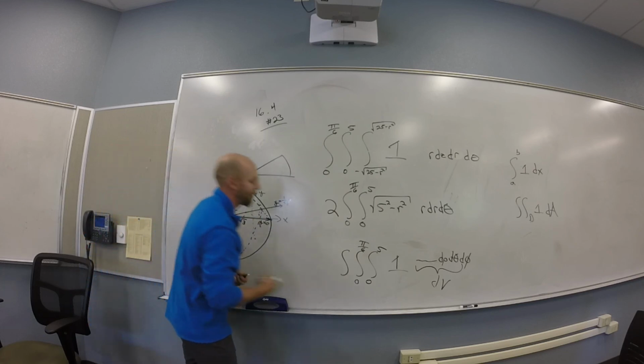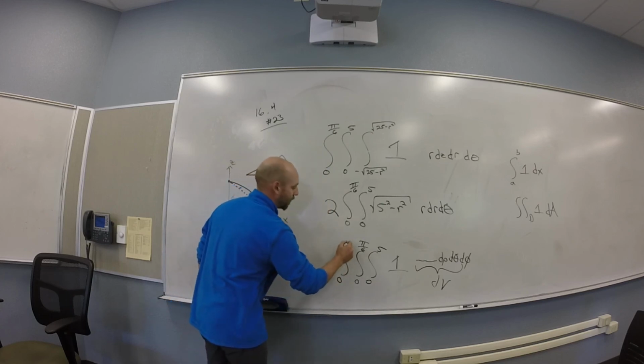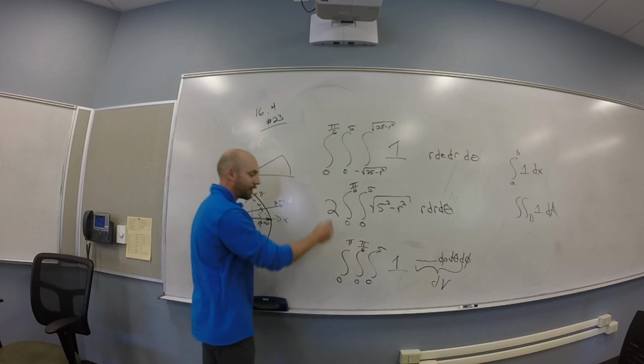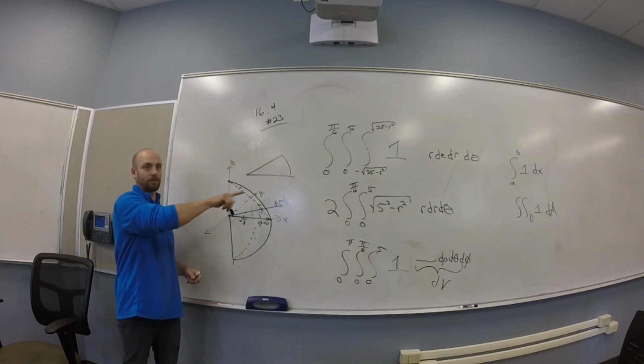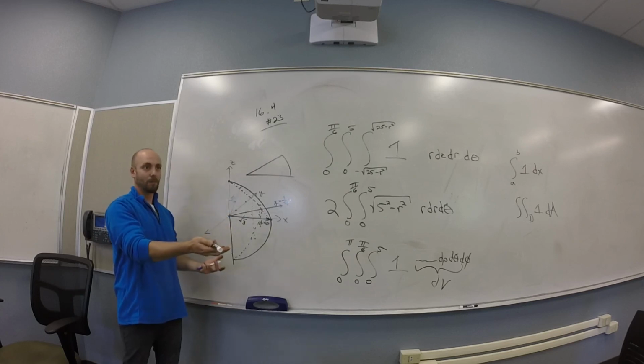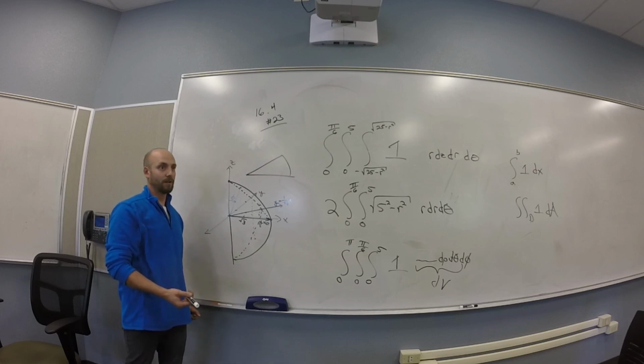If you just wanted the top half, so if you wanted to exploit symmetry, I'm going to put a 0 to pi there. But if you wanted to exploit symmetry, you could do 0 to pi over 2 and then double it. And that would give you just the top half and then doubled. You guys all good with this? Cool? Questions, things?